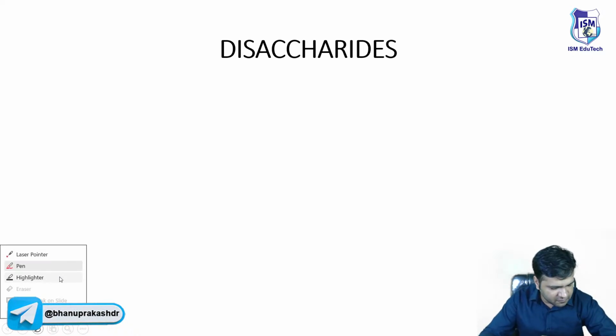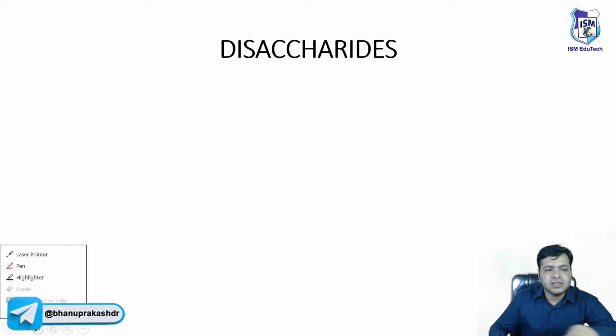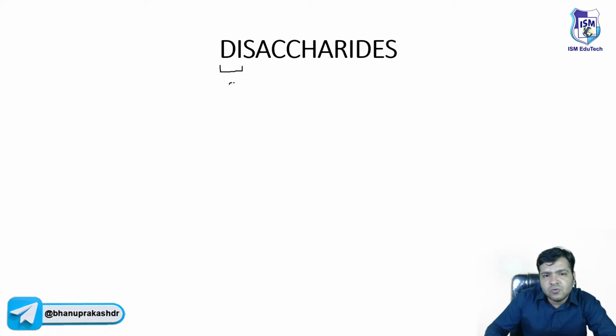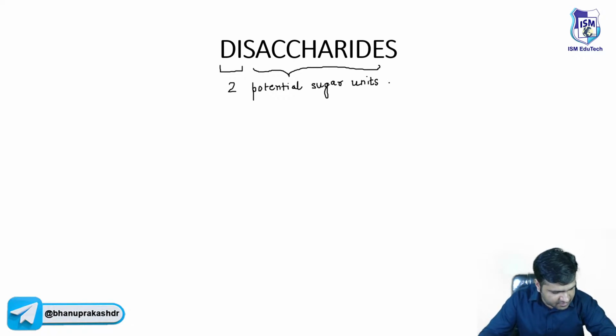So let us start with the disaccharides. Disaccharides basically means two. Di means two and saccharides means sugar, so you already know it is two sugar units. When two sugar units are joined together, this is called disaccharides.